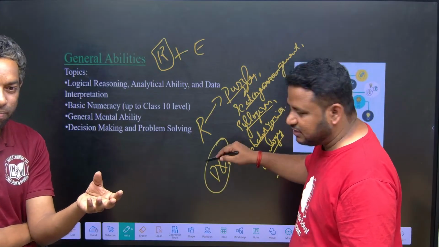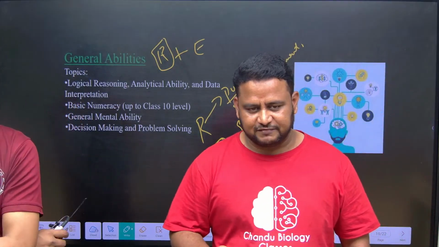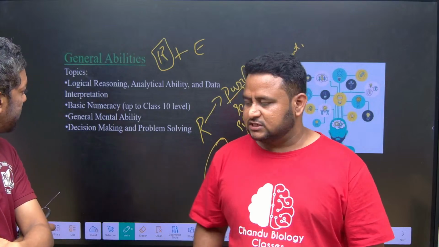From direction and distance, last time there were 2 questions. Very simple. Students, you must already be aware, we have already done the class on direction and distance. The shortcut method also we can use. Yes, this is when it comes to reasoning.